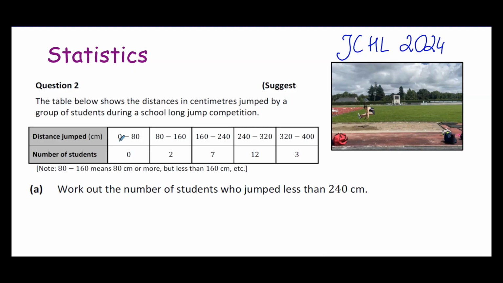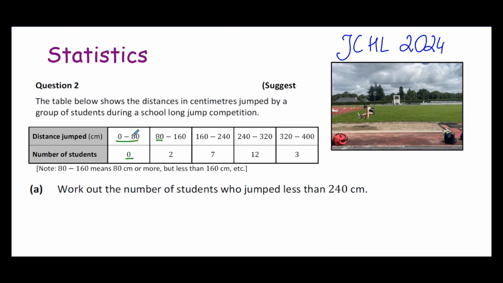So when we are saying distance jumped from 0 to 80, what does that mean? It means that when somebody jumped, the distance they jumped is either 0, so they didn't jump, or it could be all the way to 80 centimeters. That's basically the idea, but not 80. 80 actually is going to be here. So if anybody jumps 79.9, it will go here. And if he jumps 80, it will go here. And here we see the number of students. So as we can see, everybody jumped more than 80.